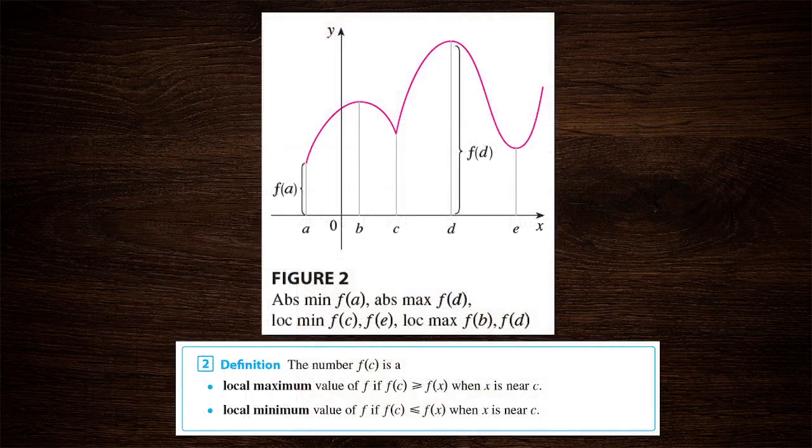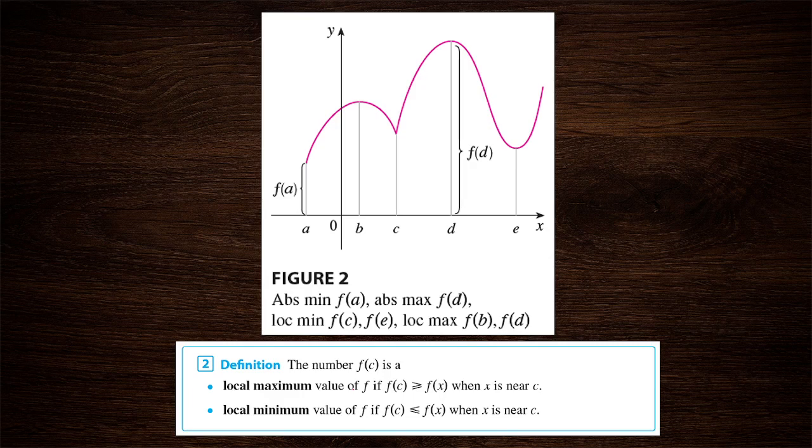Okay, I'm just skipping the other terms elaborated by the book. But what we have here in figure 2 is an absolute minimum at a and an absolute maximum at d. We have a local minimum at c, another local minimum at e, and local maxima at b and f.